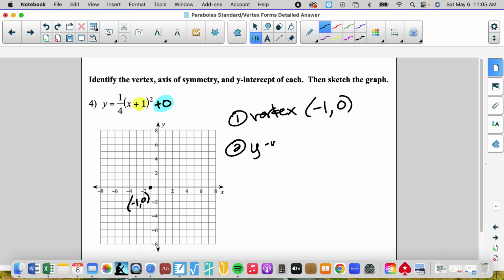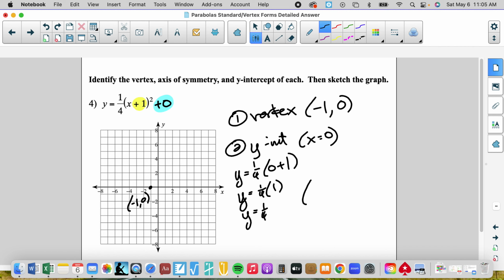My y-intercept, I'm going to plug in x equals 0. We get y equals 1/4 times (0 plus 1) squared. We don't have to add 0 because technically it's not even there. So that would just be 1/4 times 1. Y equals 1/4. Whoa, (0, 1/4). Yucky.